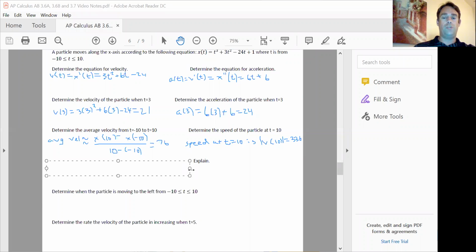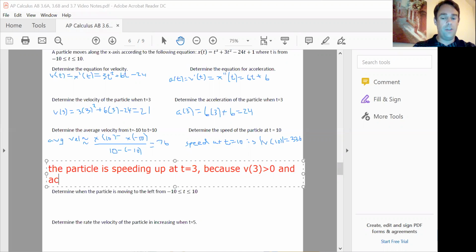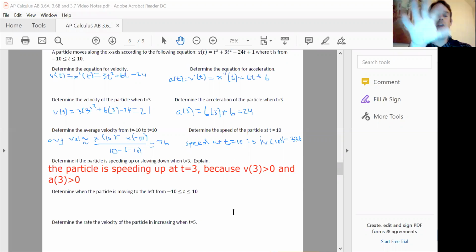Is it speeding up or slowing down? The particle is speeding up at t equals 3 because v of 3, the velocity at 3, is greater than 0, and the acceleration at 3 was also greater than 0. The velocity and acceleration are both positive, and it's speeding up. But if the forces are acting against each other because they're different signs, then it is slowing down.